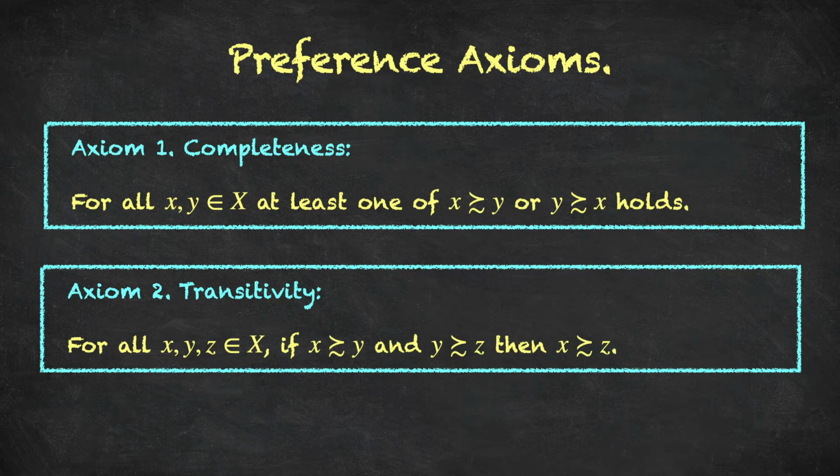The completeness axiom is the condition that a decision maker is always able to express a preference between two outcomes. So they never say that they don't know what they like.